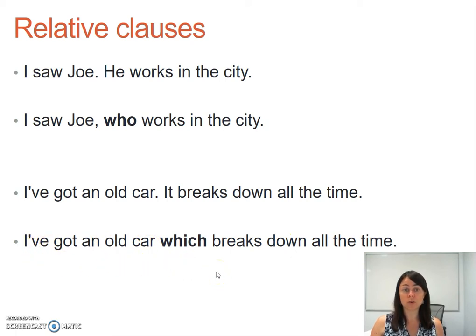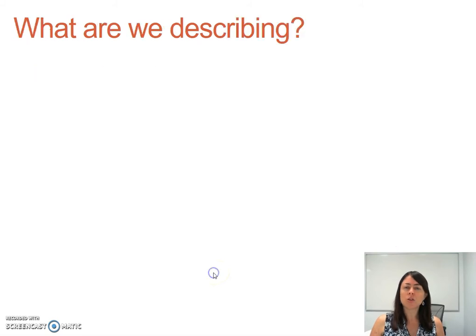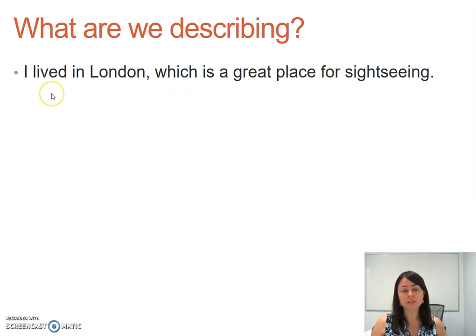Now, I wanted to look at a couple of useful points, common mistakes that people make with relative clauses. The first one is looking at where you use the clause and what you are describing. Let's have a look at some examples. I lived in London, which is a great place for sightseeing.